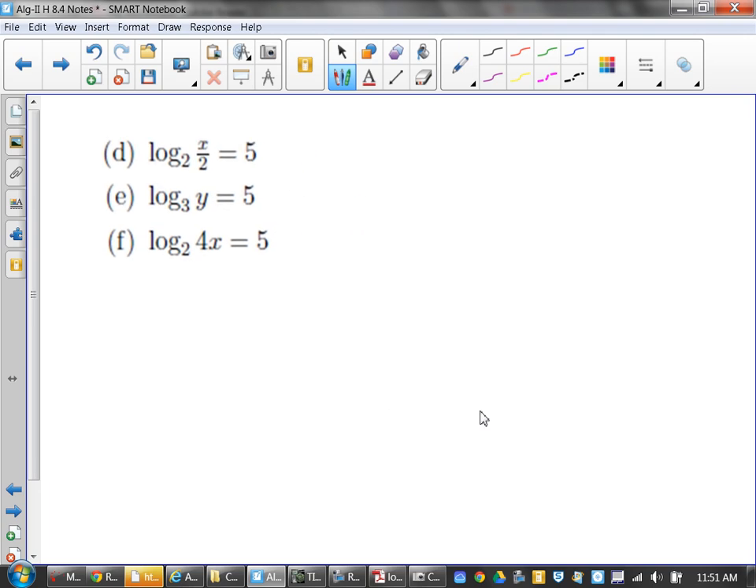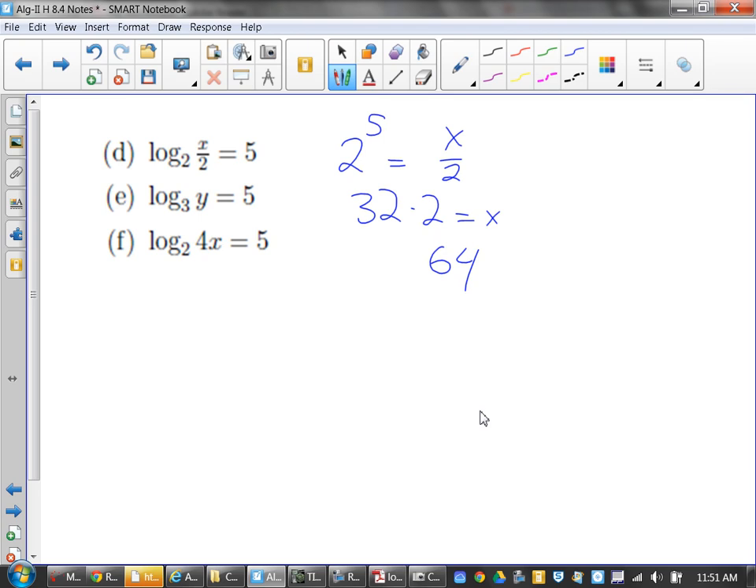The more fun ones. Log base 2 of x over 2 is 5. X equals 64. 2 to the 5th is x over 2, so 32 times 2 is x. I couldn't use a calculator. So, x is 64.